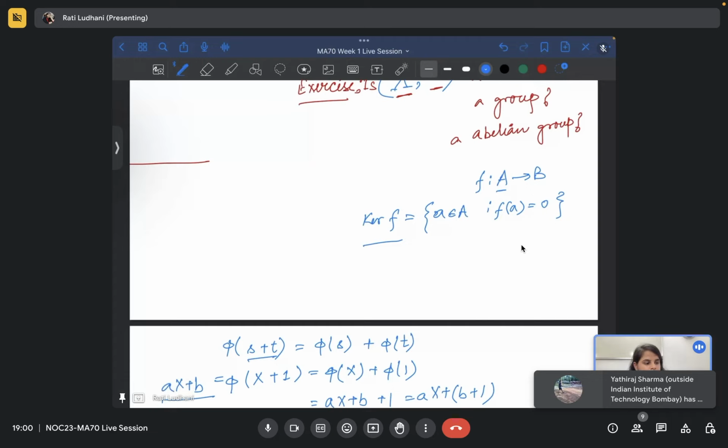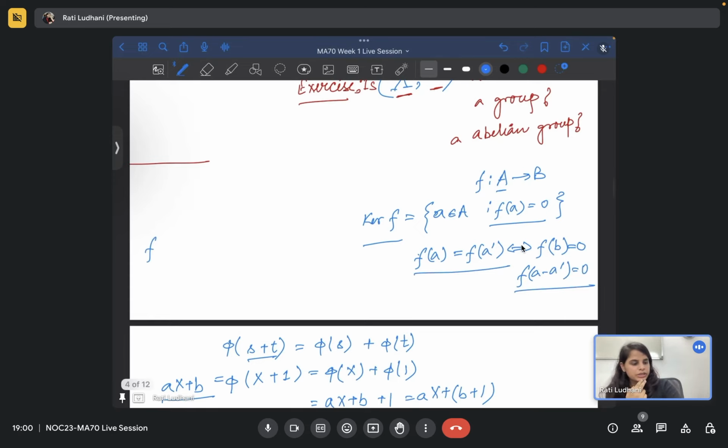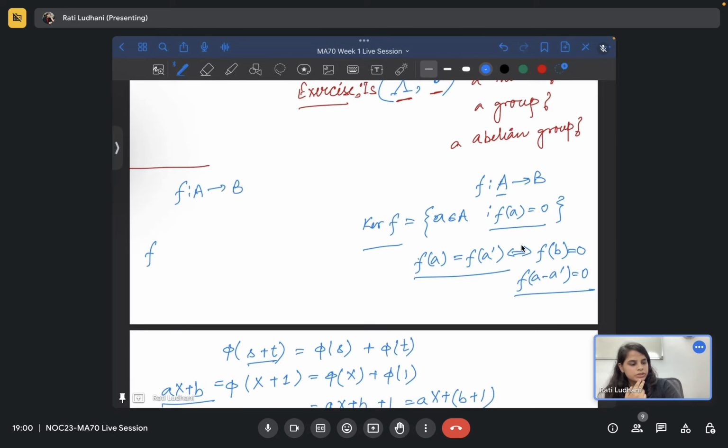Although a belongs to A such that f of a is equal to 0, you should make sure that f(a) equals f(a') is similar to saying that for some element it should be 0. So for injectivity, what you need, f of a to b should be what? For injectivity, what you will check is that there are no two elements which map to the same element, right?